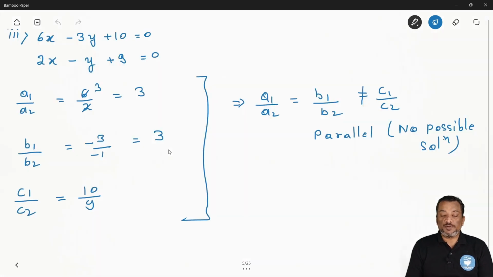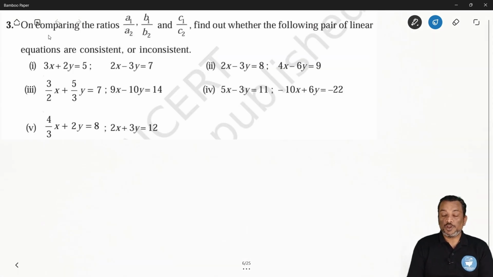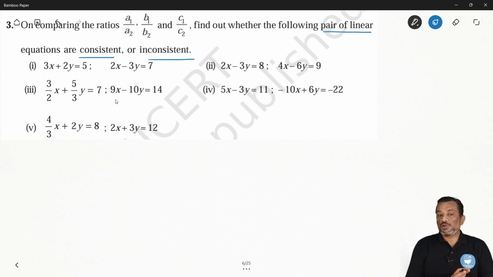ओके, नाउ कमिंग विद द नेक्स्ट क्वेश्चन. So next question, it is saying on comparing the ratio a1 over a2, b1 over b2, c1 over c2, find out whether the pair of linear equation are consistent और इनकंसिस्टेंट. तो सबसे पहले आप मतलब समझो कंसिस्टेंट का मतलब क्या होता है. कंसिस्टेंट का मतलब होता है ऐसा लीनियर इक्वेशन जिसमें हमारा एटलीस्ट वन पॉसिबल कॉमन सॉल्यूशन, और इनकंसिस्टेंट का मतलब होता है जिसमें नो कॉमन सॉल्यूशन.